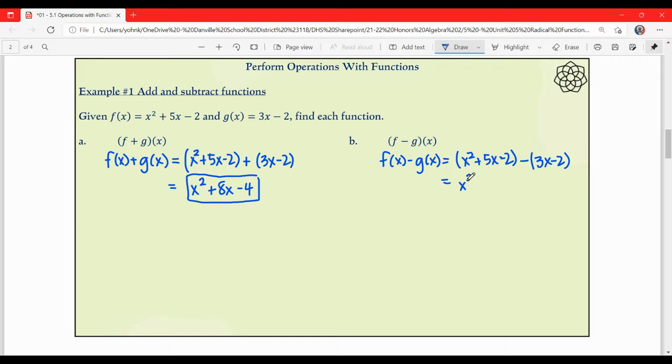So then I'm going to collect my like terms. I don't have any other quadratic terms, so x squared. Then I have 5x minus 3x is 2x. And then I have negative 2 minus a negative 2. That's really negative 2 plus 2, which is 0. So notice that when I subtract a quadratic function and a linear function, I still end up with a quadratic.